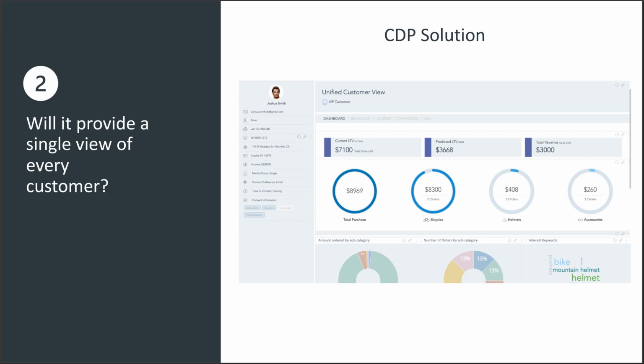Now, don't take it as this is the way the system is, and if you're not a retail customer, it's not going to work for you. This is completely customizable. But if you look to the left, we can see all of the PII data of Joshua Smith. He's a male, born in January 1982, his phone number, his address. We've got his loyalty number from the loyalty scheme.